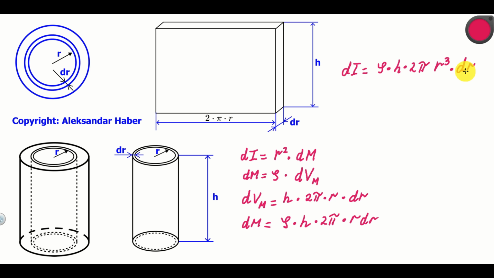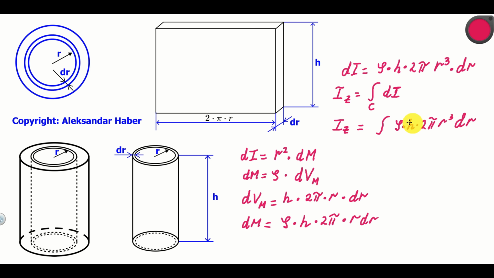By integrating this expression, we can obtain the final formula for the mass moment of inertia of our cylinder. That is, Iz is simply equal to an integral of dI over the volume of our cylinder. Now, this integration actually becomes an integration over r. Let's show that. If we substitute dI by this expression, we will obtain this integral. It becomes the integral of rho multiplying h multiplying 2 pi r to the power 3 dr.